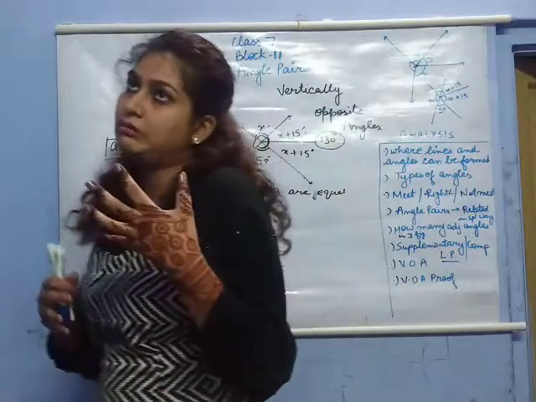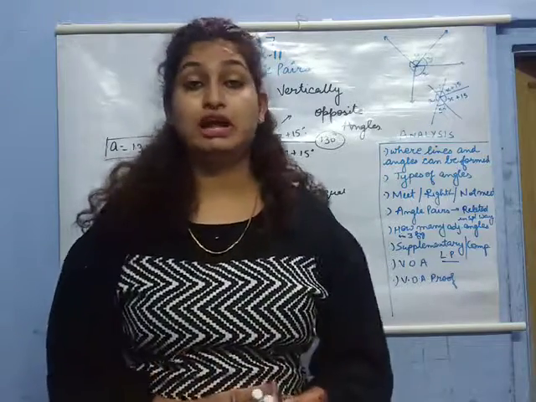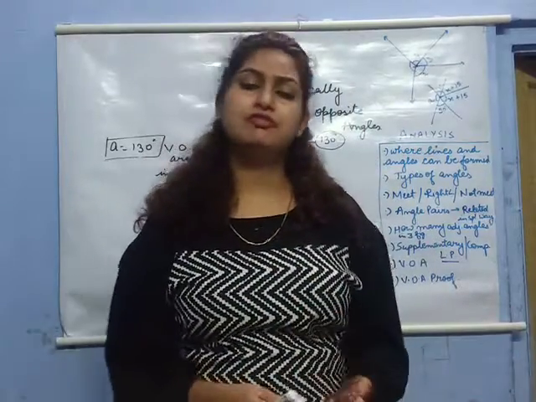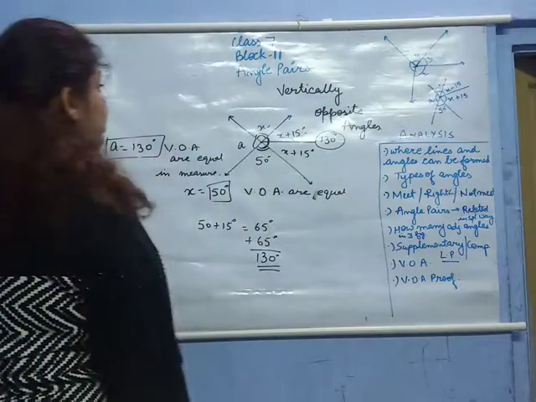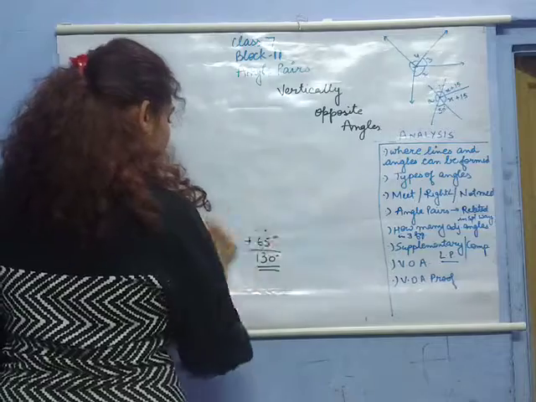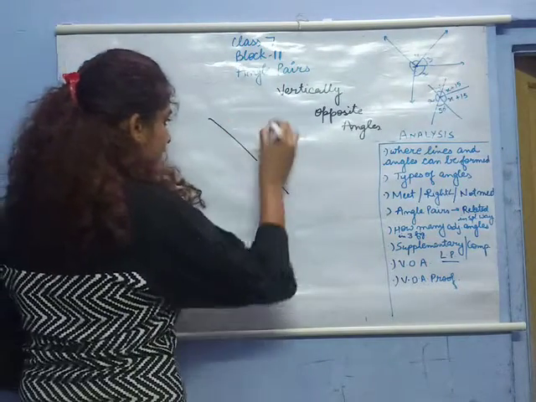See, it's somehow very difficult to grasp this concept that yes, vertically opposite angles are equal to each other. Although we can measure n number of times, every time we will get the same result. But still, there is a proof of vertically opposite angles, and I am going to explain it over here. Proof of vertically opposite angles.